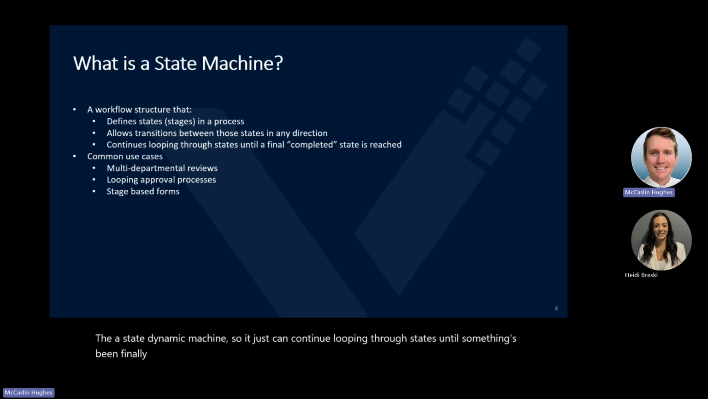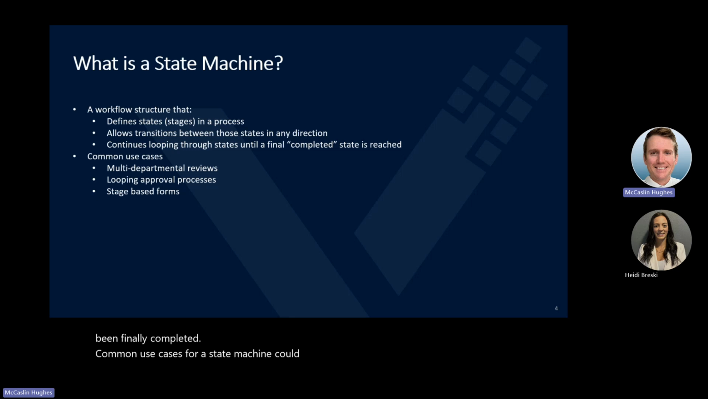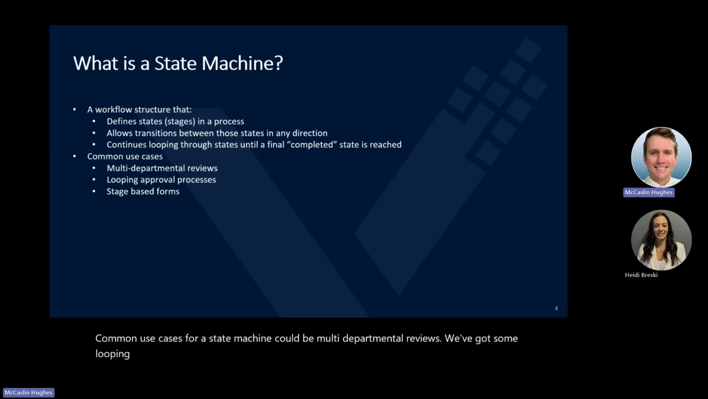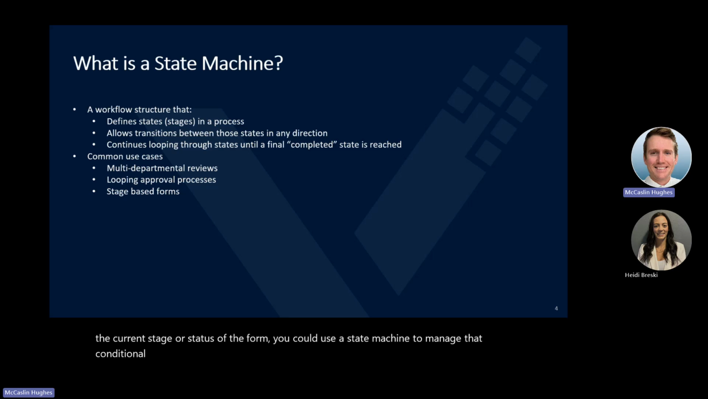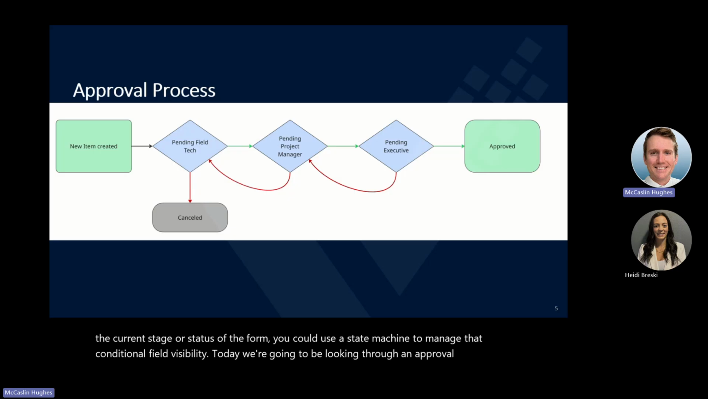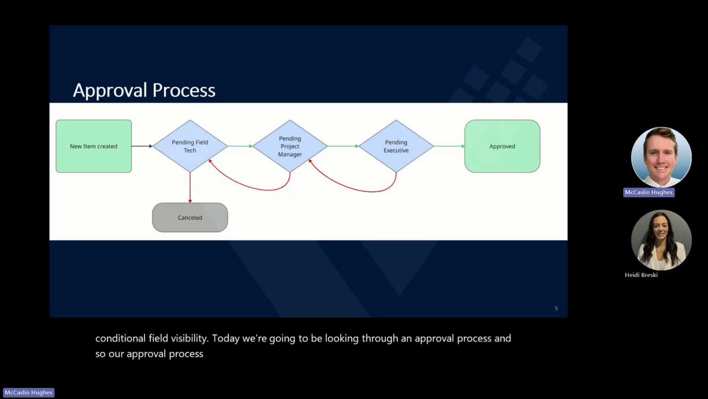Common use cases for a state machine could be multi-departmental reviews. We've got some looping approval processes. If you have a form that's dynamic and has fields dependent on the current stage or status of the form, you could use a state machine to manage that conditional field visibility. Today, we're going to be looking through an approval process. And so our approval process today is very simple.